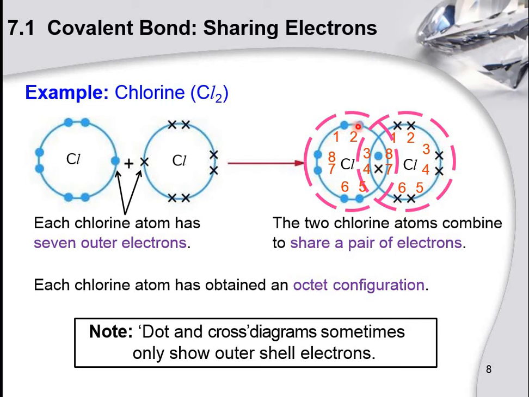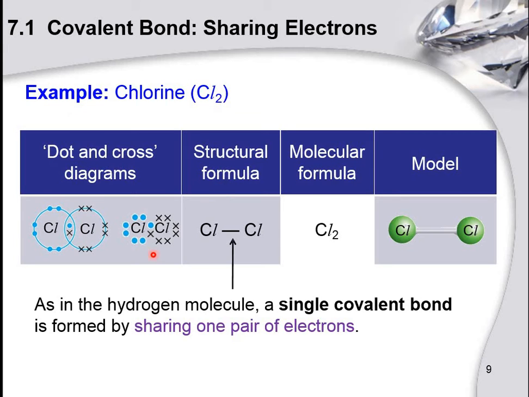Octet means the outermost shell has 8 electrons. Outermost means the last circle. Octet means 8 electrons: 1, 2, 3, 4, 5, 6, 7, 8. The dot and cross diagram sometimes only shows the outer shell electrons. This is the outer shell, the last one. Again, the dot and cross diagram for Cl, chlorine, with the structural formula, molecular formula, and model.